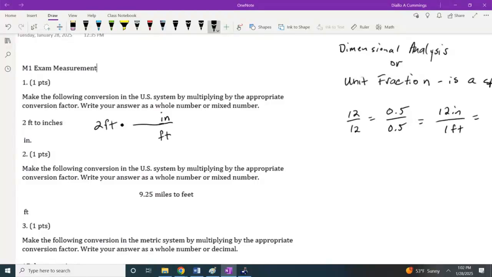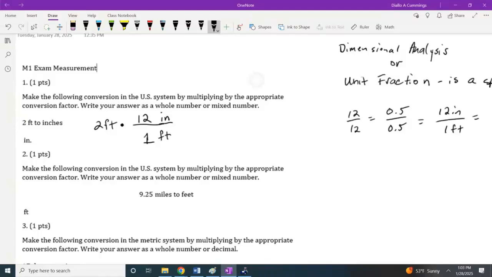So now I'm going to write out my unit fraction. When I write out my unit fraction, here again, it's a special form of 1. So I'm going to write out the conversions. 12 inches is equal to 1 foot. Right. So I have 2 feet times 12 inches divided by a foot. So now here's what happens. This 12 inches over 1 foot, that's a special form of 1, right? It's like a 1 in disguise.